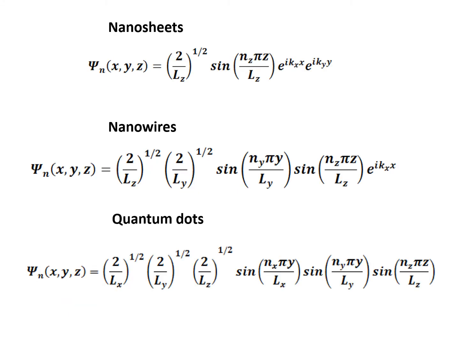Now, the wave functions of electrons in nanosheets, nanowires, and quantum dots are also given. Here, in the z direction, the particle in a box term is there, whereas for x and y, it is a free particle. Here again, in the y and z direction, the particle in a box term is there, and in the x direction, it is a free particle. And for the quantum dot, all the terms are the discrete terms.